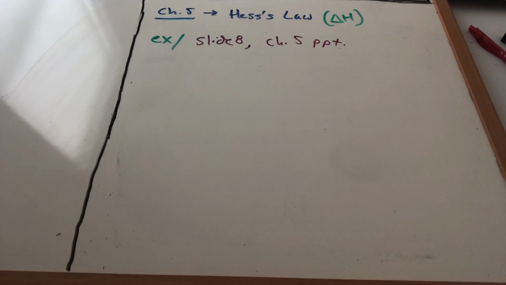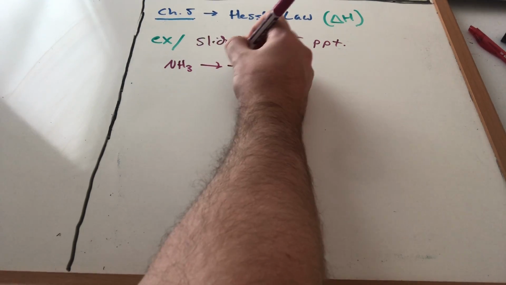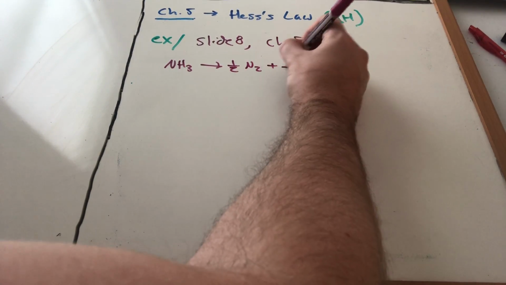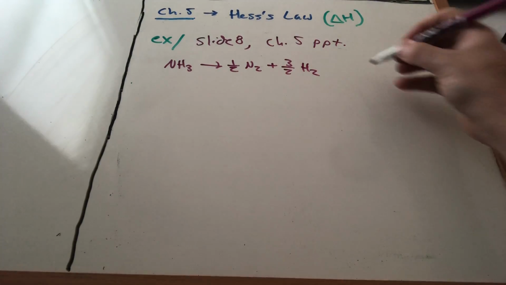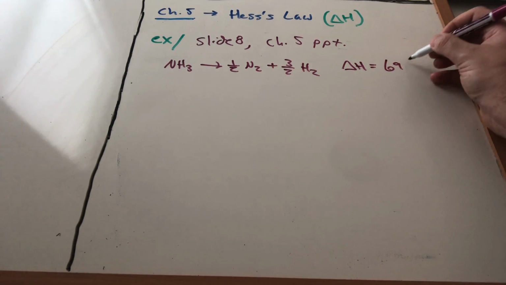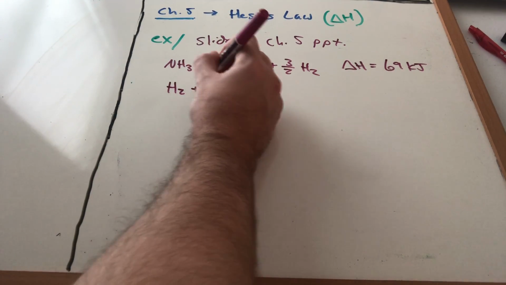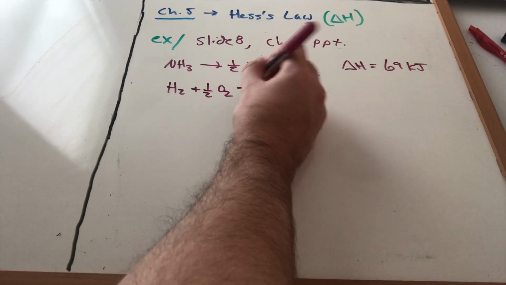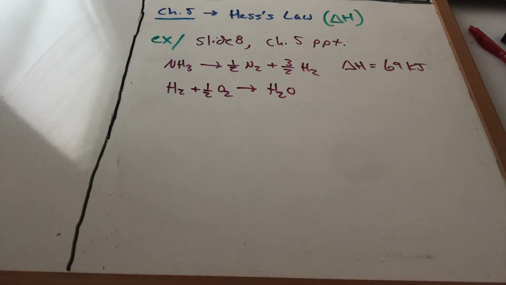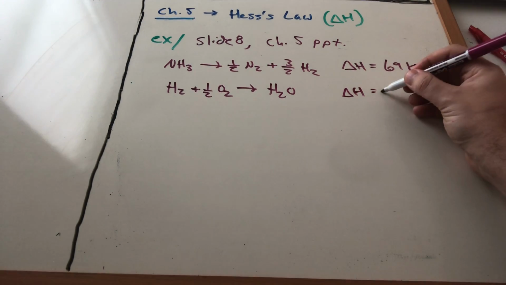And what you'll see is a more chemically relevant problem where it's not just A, B, and C, it's actual reactants and products, okay? So what you see there is NH3 yields 1/2 N2 plus 3/2 H2, and the delta H that's given is, I believe, 69 kilojoules. And then you have H2 plus 1/2 O2 on the reactant side gives H2O, and the delta H that's listed here looks like minus 484 kilojoules.